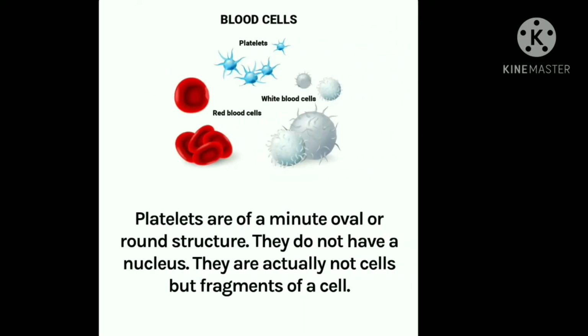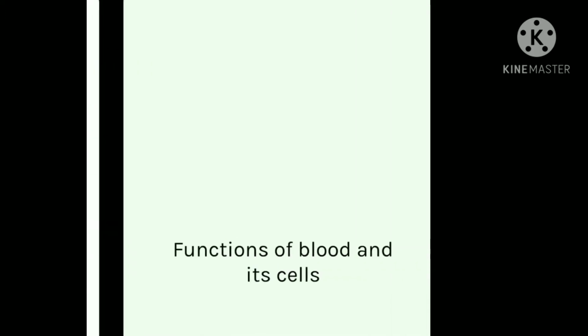So now we will see about the platelets. Platelets are minute oval or round structures. They do not have a nucleus. They are actually not cells but the fragments of cells. So here you are able to see the platelets.